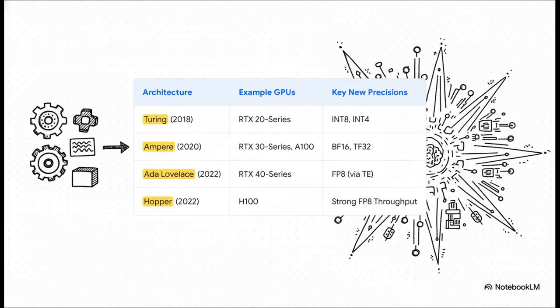This table really highlights that progression. So Turing and cards like the RTX 20 series laid the groundwork. Then Ampere with the RTX 30 series refined it. But the revolution, really, for modern AI, came with Ada Lovelace and Hopper. They introduced hardware-accelerated FP8 using a brand new piece of tech called the Transformer Engine, which is basically like a smart traffic cop that dynamically switches between number formats on the fly to get the max speed without losing accuracy.